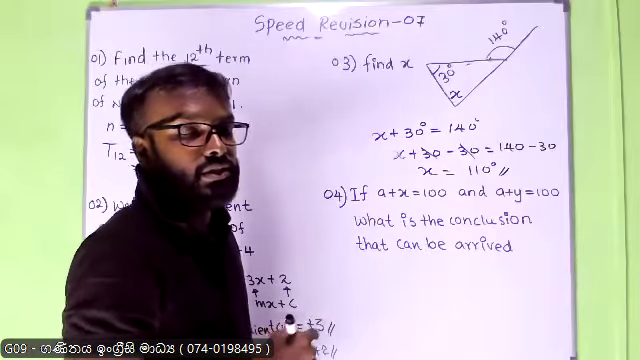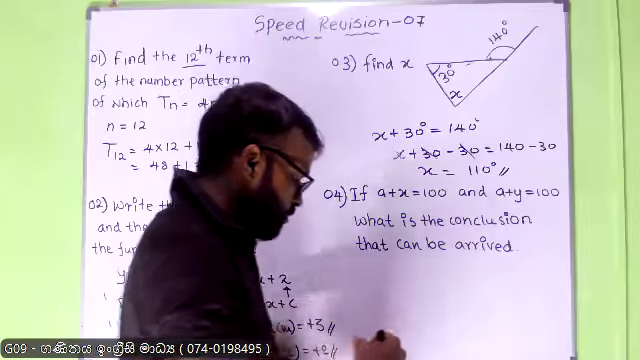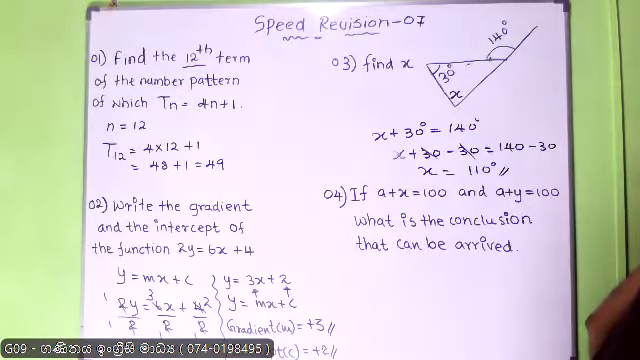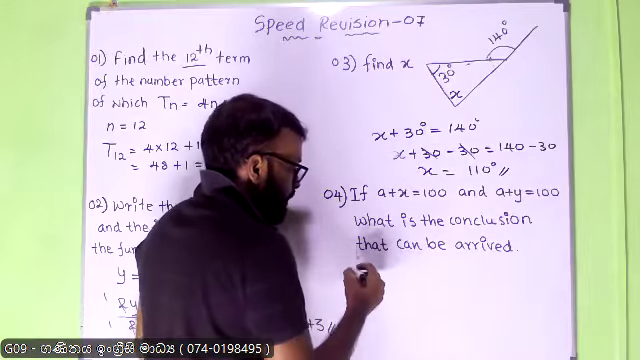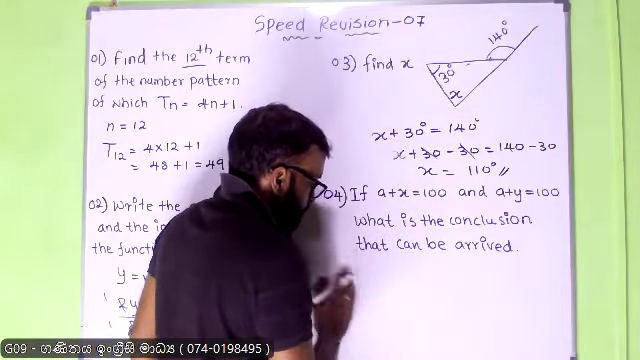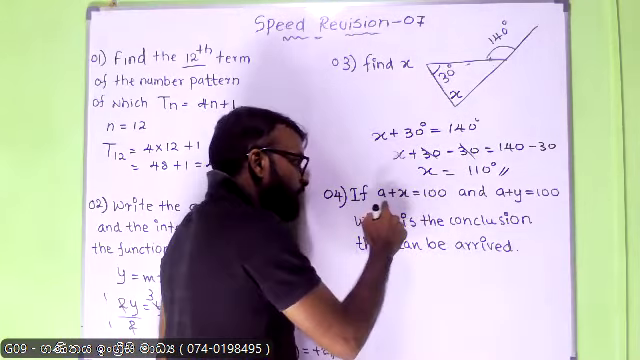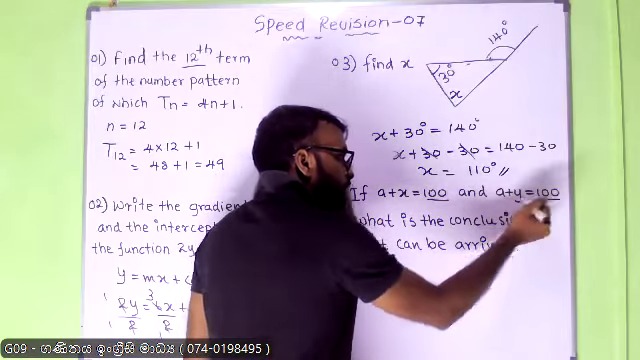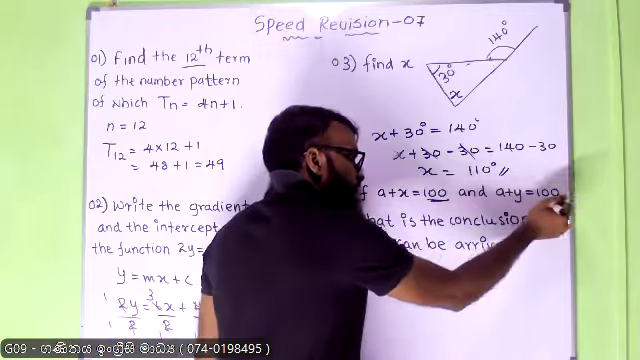If a plus x equals 100 and a plus y equals 100, what is the conclusion that can be arrived at? This is from the axioms lesson, right? First term, axioms lesson. So if I tell you the axiom, keep that in your mind. No need of remembering the axiom, right? So, quantities which are equal to the same quantity are equal.